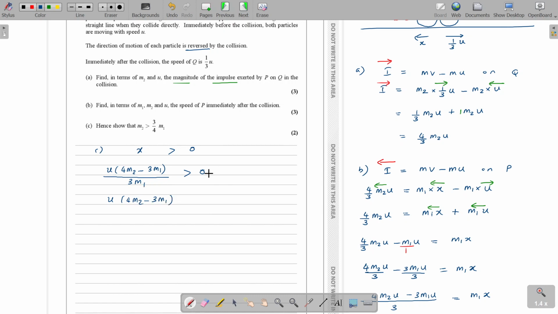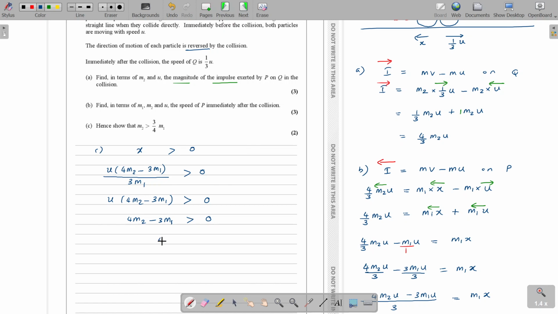The 3m1 is a positive figure, so it goes to the other side. We can take it to the other side of the inequality without any issue to the inequality sign. 0 multiplied by 3m1 is 0. And then take u. U is also a positive figure, so you can divide it off. Divide both sides, so that also will move to the other side. We can remove it completely. 0 divided by u is 0. It will not affect the inequality sign because u is a positive figure.